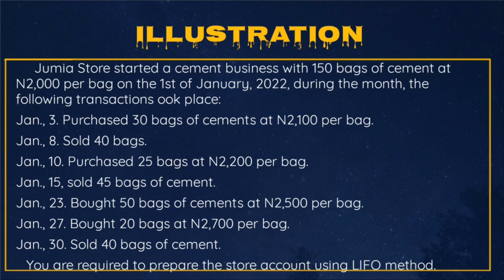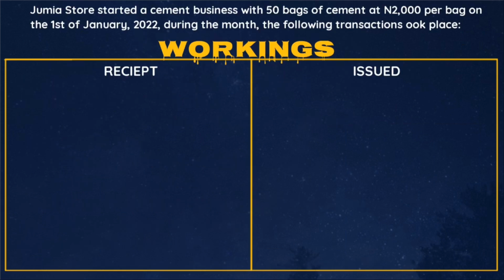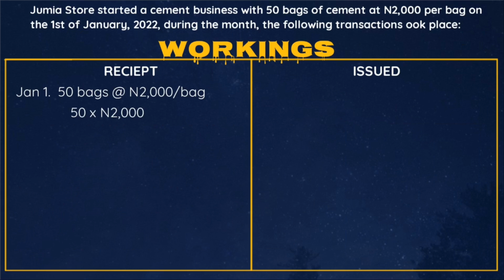Now let's get started. Just like I said, the first thing is that we show our workings. So Jumia store started cement business with 50 bags of cement at 2,000 per bag on January 1st, 2022. That is 50 bags of cement at 2,000 naira per bag. That is going to be 50 times 2,000. If we multiply 50 times 2,000 naira, that is going to give us 100,000 naira.